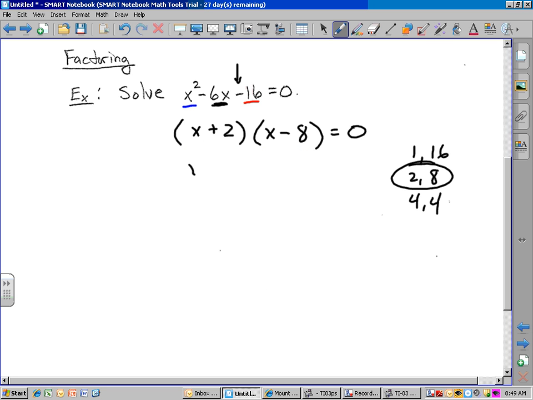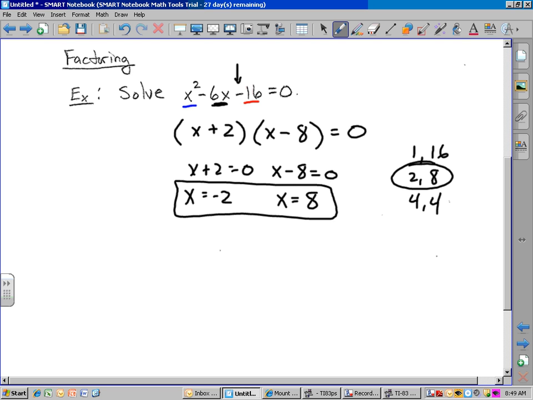Now we set each factor equal to 0 to finish the problem. Now, there's a couple different ways that we can check our solutions of negative 2 and 8. One is to use the graphing calculator. So let's hit number 4 right now. Solve by using the graphing calculator.